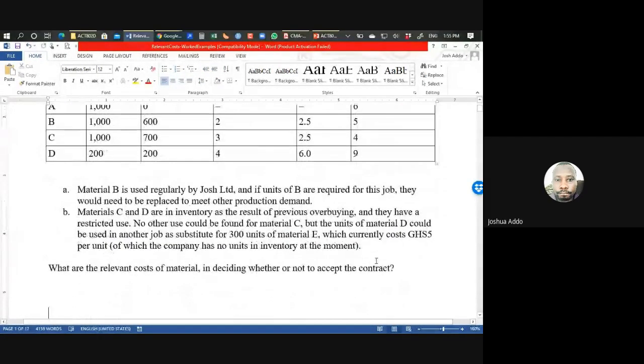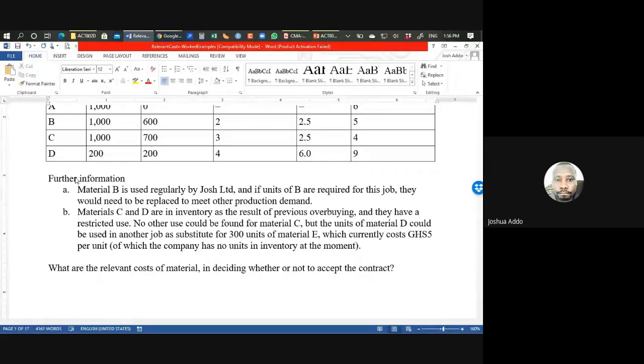Further details. A. Material B is used regularly by Josh Limited, and if units of B are required for this job, they will need to be replaced to meet other production demand.